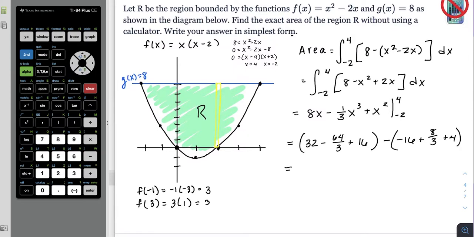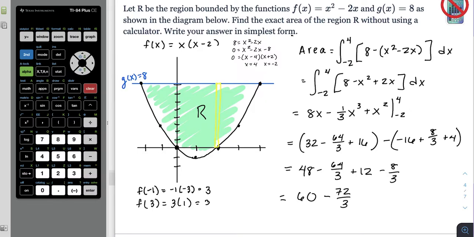So 32 plus 16 is 48 minus 64/3. And then negative 16 plus 4 is negative 12. Subtracting that, that's going to be plus 12 minus 8/3. That's going to give me 60 minus 72/3.